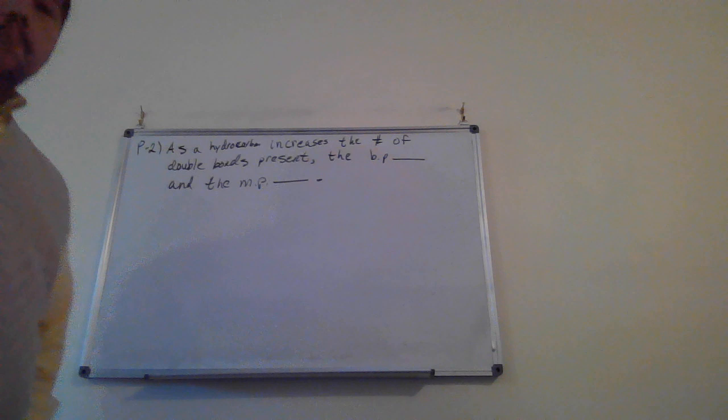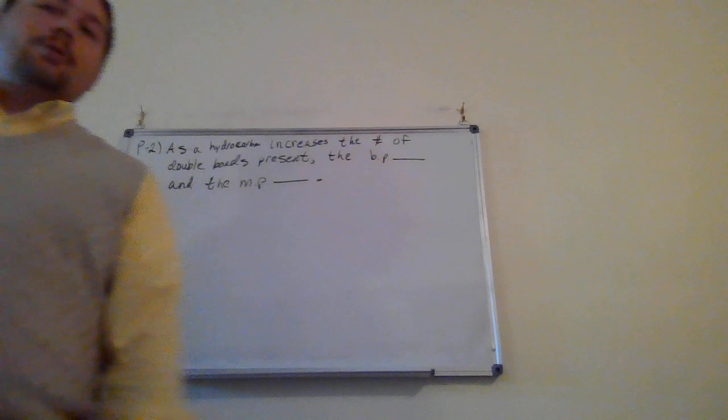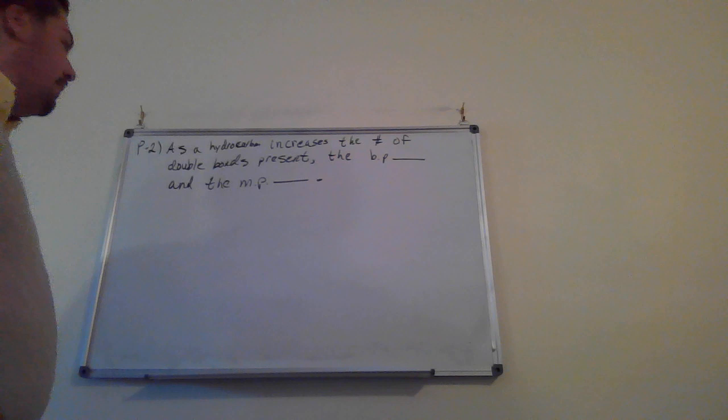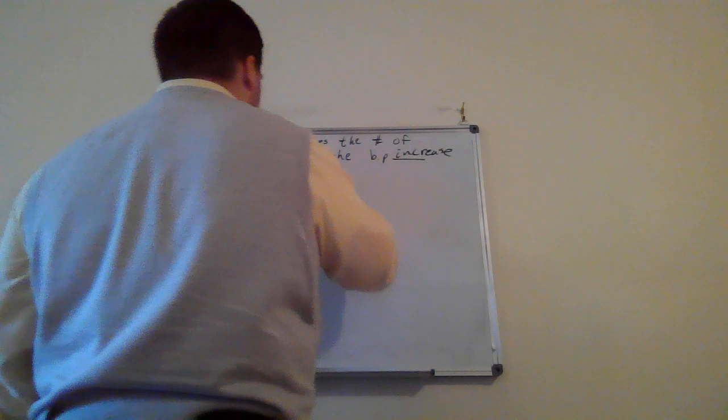Okay, we're back. You took a second to think, and then you thought about, okay, I'm going to go look at a table. And when you looked at the table, you probably noticed that in general, as the hydrocarbon increases in the number of double bonds present, the boiling point and the melting point both increase. Same is true for triple bonds.